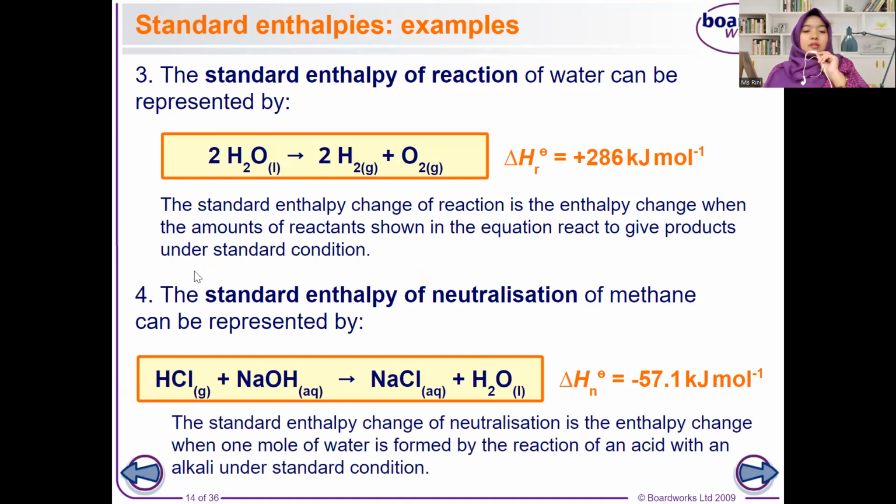Last but not least, the standard enthalpy of neutralization. An example is the reaction HCl plus NaOH, which will produce NaCl plus H2O. And the symbol is delta HN or delta H naught. So the standard enthalpy change of neutralization is the enthalpy change when 1 mole of water is formed by the reaction of an acid with an alkali under standard condition. So acid mixed with alkali will produce a neutral reaction.